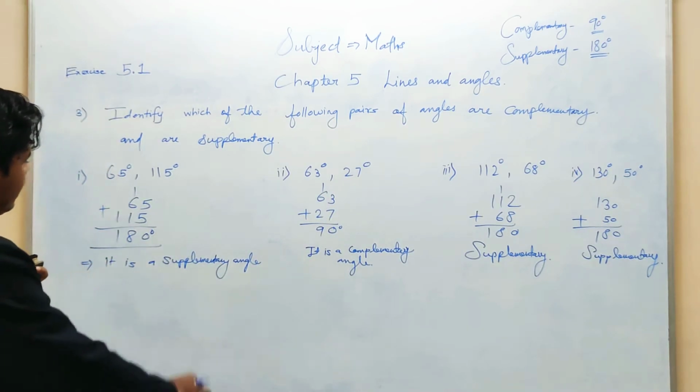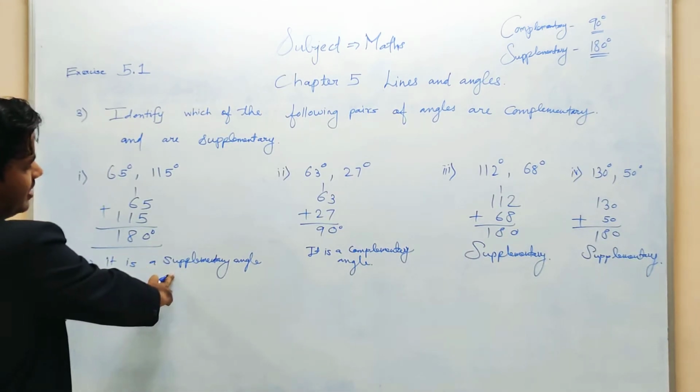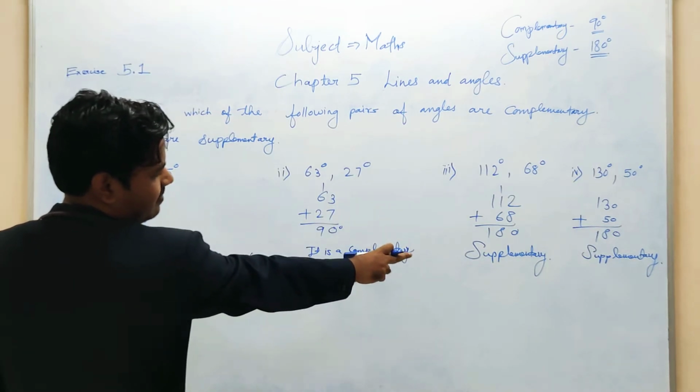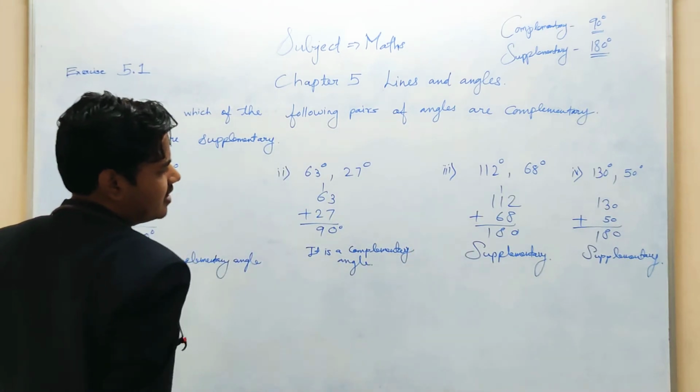So here the first one we have done, the sum came to 180, so therefore we have written supplementary. The sum came to 90 degree, therefore we have written complementary. The sum came to 180 degrees, so we have written supplementary. The sum came to 180, therefore we have written supplementary.